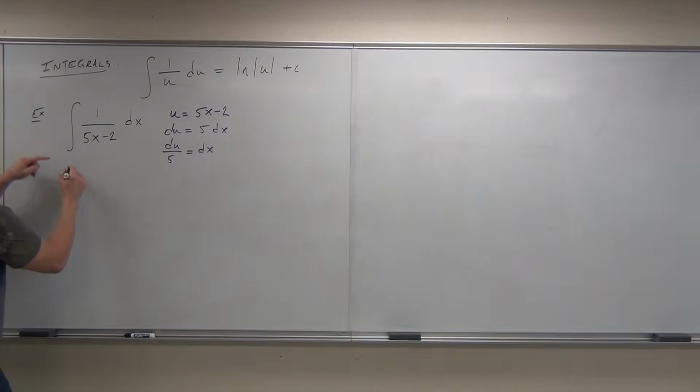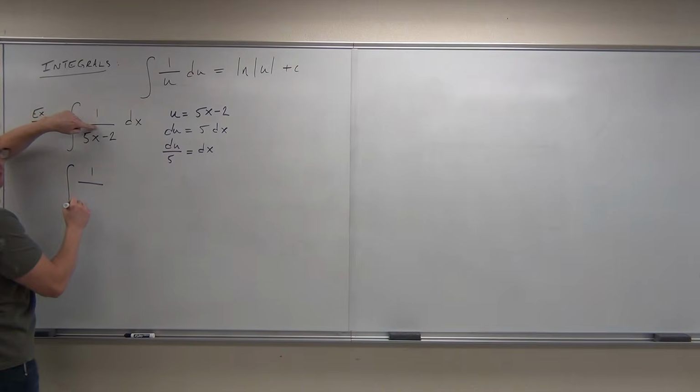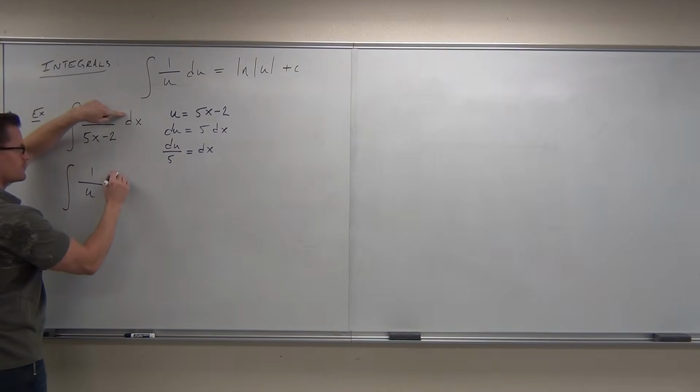So we'll do a substitution. We still have a 1. What does the 5x minus 2 become? u. Good. And instead of dx, I put du over 5. Perfect.